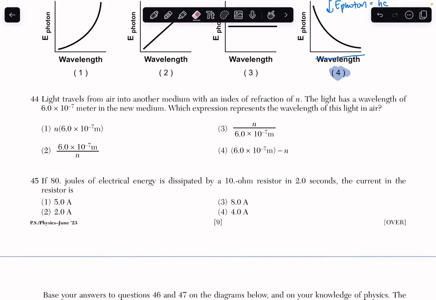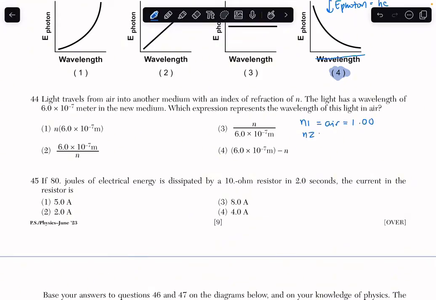44. Light travels from air into another medium with an index of refraction of n. The light has a wavelength of 6 times 10 to the negative 7th meter in the new medium. Which expression represents the wavelength of this light in air? So let's write down all the information we know. So we know that light is initially in the air. So the index of refraction for air is just 1, right? Let's check our reference table, and that's correct. So our n1 is going to be air, which equals 1.